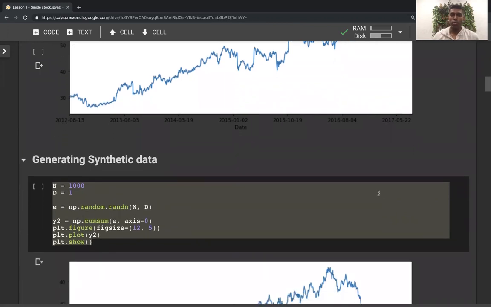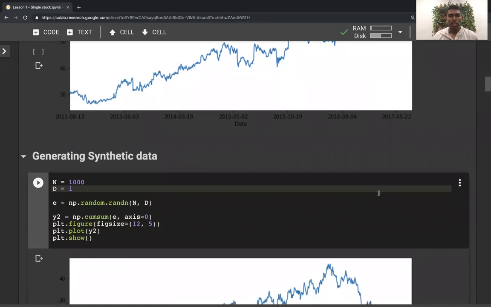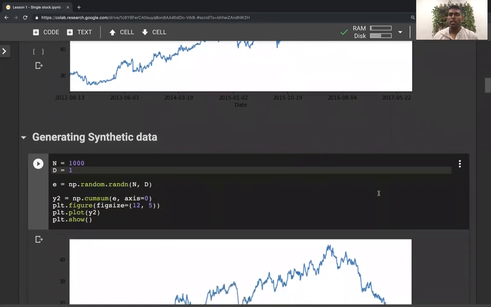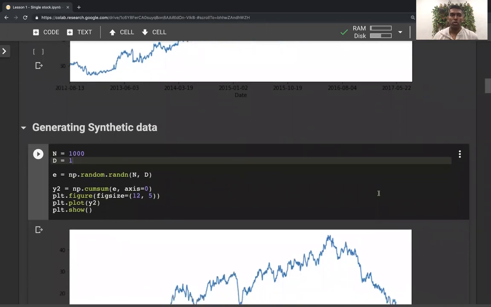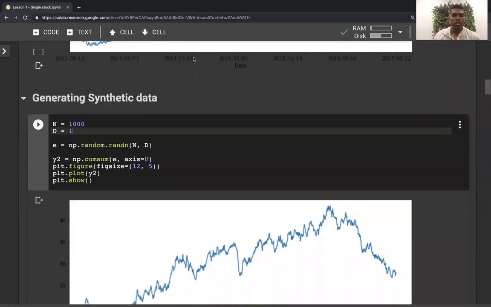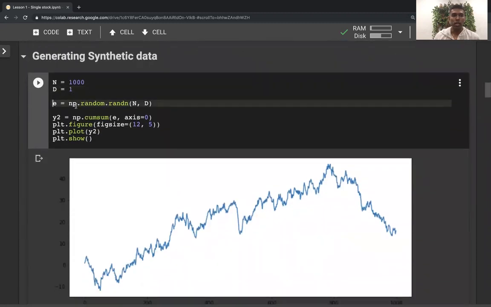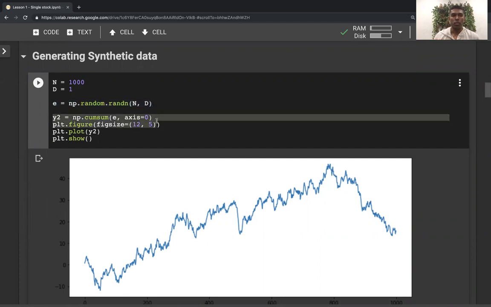Now, to give you an idea of Gaussian processes, because that's going to be a big component of this, I'm going to generate some synthetic data. Okay, so that could end up looking like stock prices. And the way that you do that is that the first thing that I'm going to do is I'm going to generate some random numbers. Okay, so normally distributed random numbers, I should say. And then I'm going to take the cumulative sum.